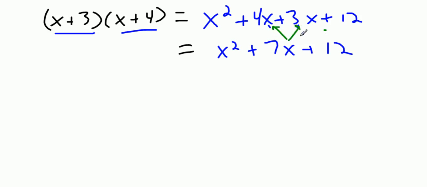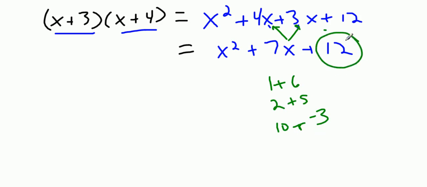Now there's lots of ways to split 7x up. We could think of 7 as 1 plus 6, or 2 plus 5, or even 10 plus negative 3. But the key is that we also have to get this 12, right? That 12 is going to come from multiplying the 3 and the 4. That's what gave us this 12 right here. So what's going to happen, and we'll take a look at this, working this one backwards and then some other examples until you get the hang of it.